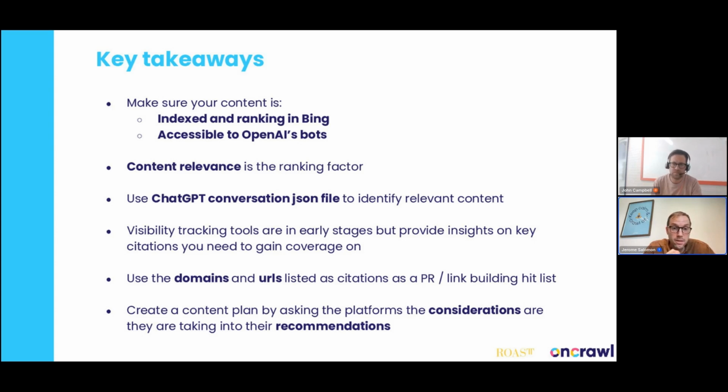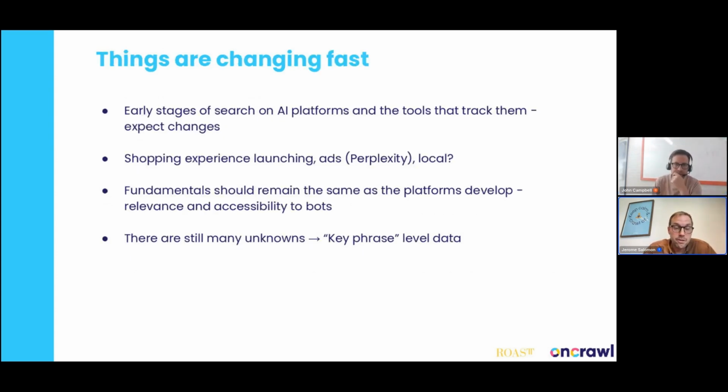Then you can use the domain and URL list as citation, as PR link building hit list, and create content plan by asking the platform the consideration that they are taking into account. So it's sort of what you explained, doing some reverse engineering prompts. But things are changing fast, right? Well, we've seen last week that a couple updates actually changed some of the slides from today's webinar.